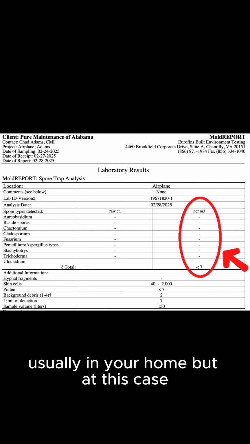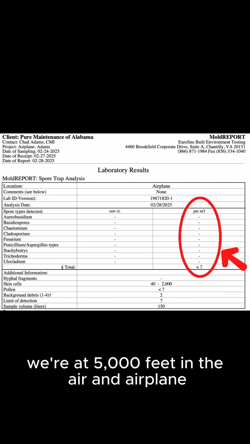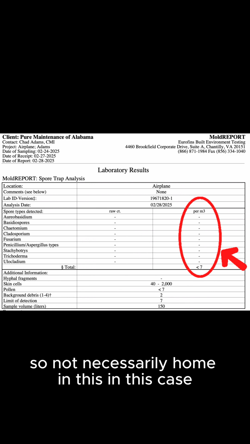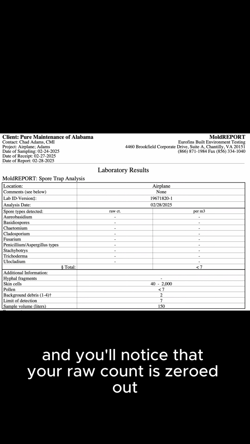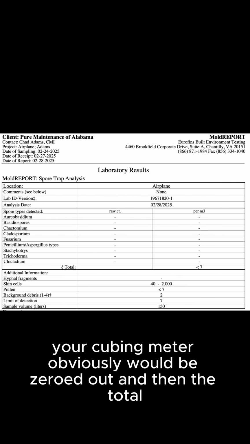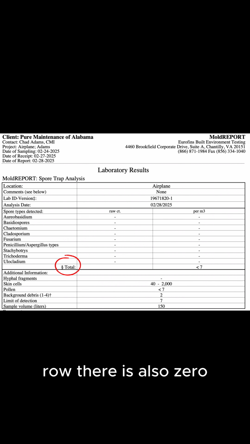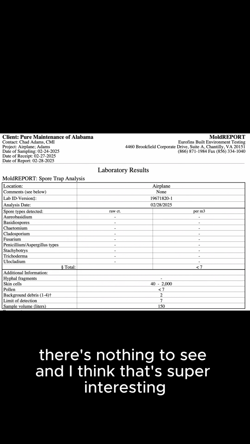Usually in your home, but in this case in particular, we're at 5,000 feet in the air in an airplane. So not necessarily your home in this case. And you'll notice that your raw count is zeroed out. Your cubic meter obviously would be zeroed out, and then the total row there is also zero. There's nothing to see, and I think that's super interesting.